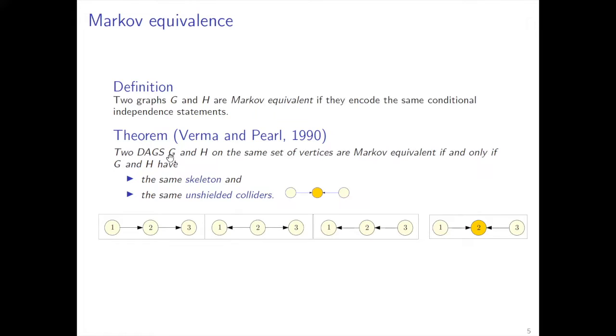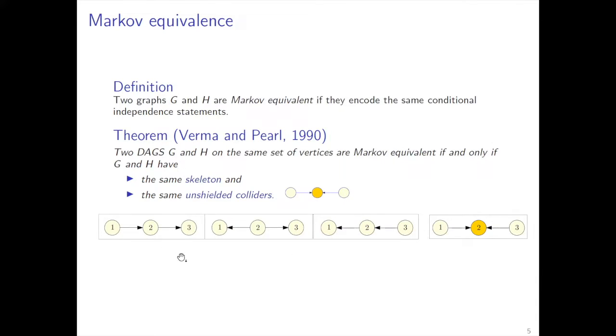Two DAGs, G and H, on the same vertex set are Markov equivalent, so they cannot be distinguished, if and only if they have the same skeleton, meaning that if you remove directions, they have the same underlying undirected graph, and the same unshielded colliders. These are triples of vertices where two point to the other. They are sometimes called immoralities because there are two parents that are not married, and they have a child.